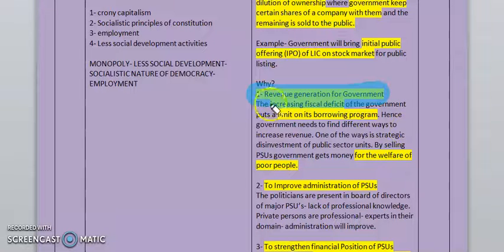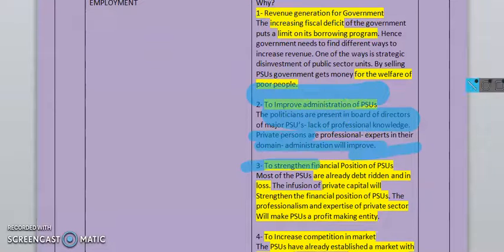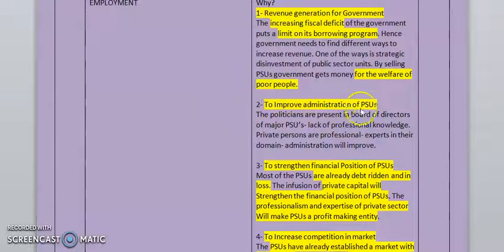The increasing fiscal deficit of the government puts a limit on its borrowing program. Hence the government needs to find different ways to increase revenue. One way is strategic disinvestment of public sector units. By selling PSUs, the government gets money for the welfare of poor people. So this is the first reason you can write in your answer. The second reason is to improve the administration of PSUs.